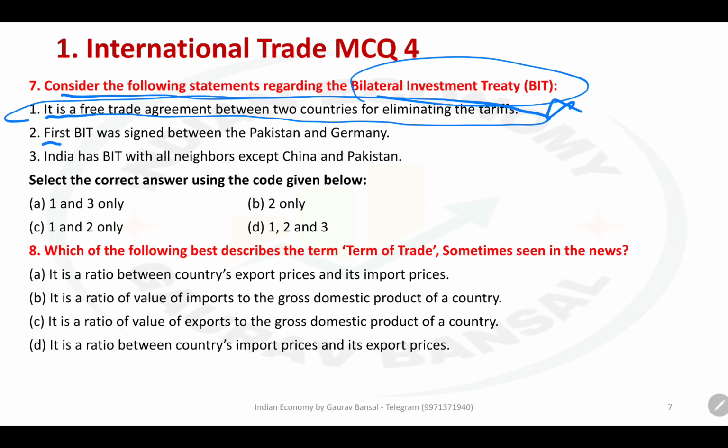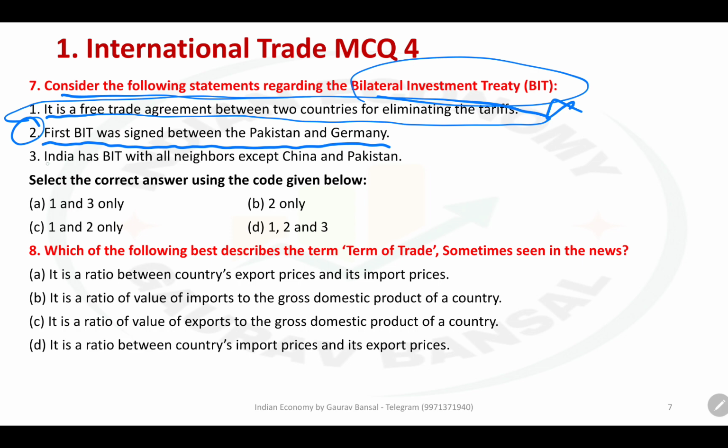Second, the first BIT was signed between Pakistan and Germany. So this is actually a bit counterintuitive, although Pakistan is a beggar country, but they signed the first BIT. They signed the first BIT with Germany. Quite strange. Today nobody wants Pakistan even on the same dais. So even somewhere Pakistan is a pioneer. But they lost their way very soon because they went into extremism and all that.